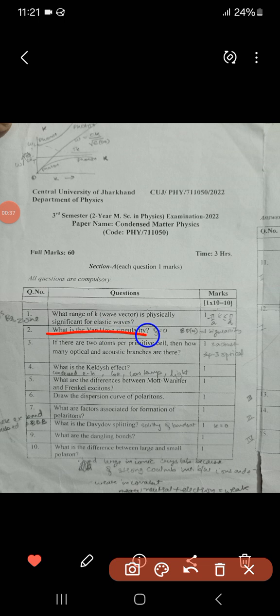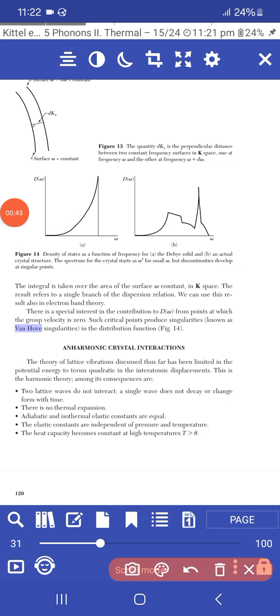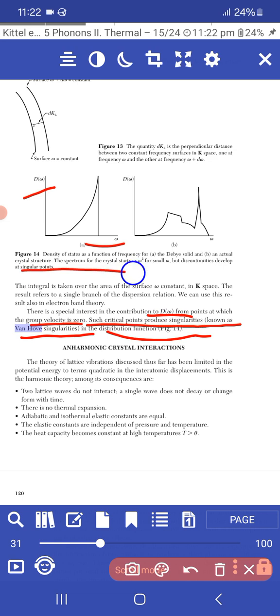What is Van Hove singularity? So in the plot of the density of states, there are points which have group velocity equal to zero, so d omega versus omega. The critical points produce singularities known as Van Hove singularities in the distribution function here.